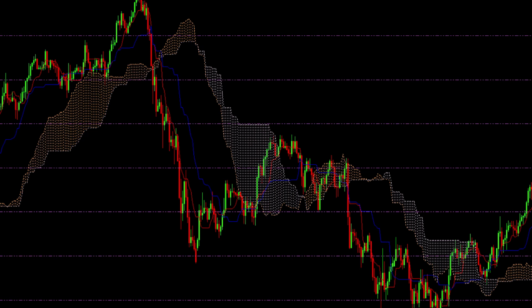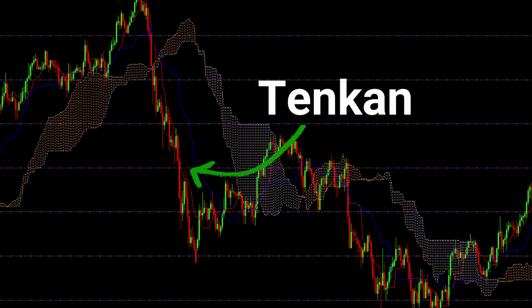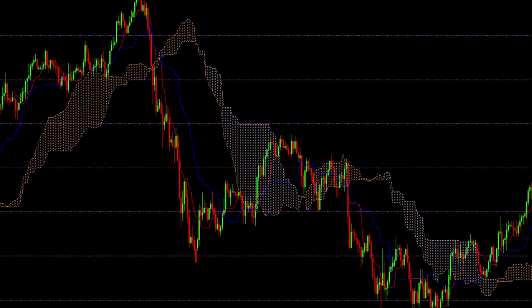2. Tenkin. It is based on the same principle as Kijin, only with a period of 9. 3. Chinku. A line drawn at closing price is shifted back 26 periods. 4. Senku A. Average value of Tenkin and Kijin, shifted forward by 26 periods. 5. Senku B. The arithmetic mean of the maximum and minimum of each candle for 52 periods, shifted 26 periods forward, forms a common zone in conjunction with Senku A.